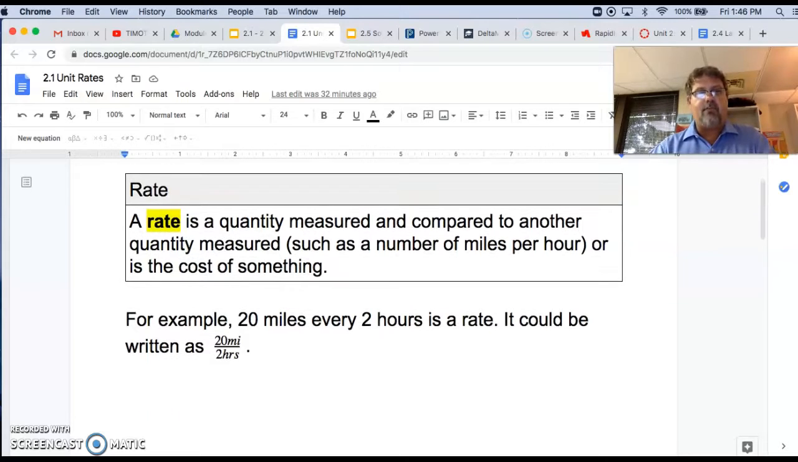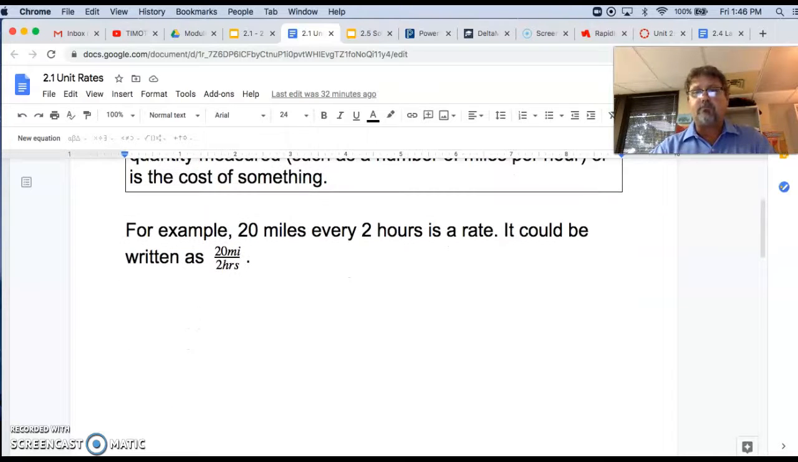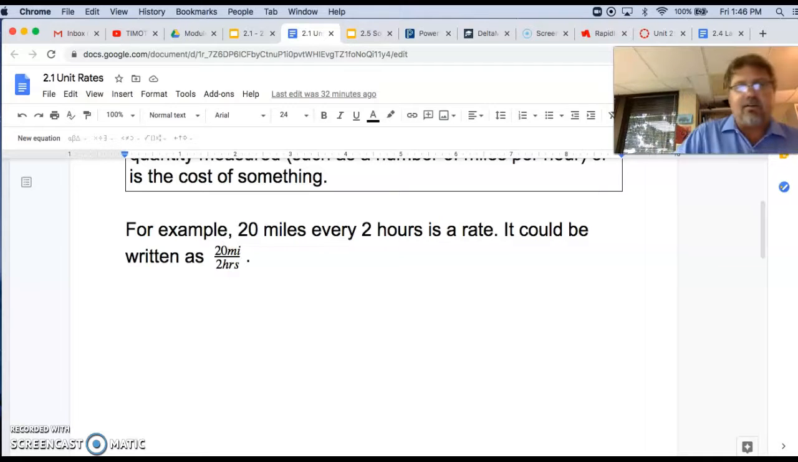All right, now, there's a special rate that comes along called the unit rate. For example, take a look at this little example I put down here. Imagine a sign saying the speed limit is 20 miles per 2 hours. It can be written as 20 over 2. Now this is a rate because it's comparing a distance and a time, a change in distance over a change in time.